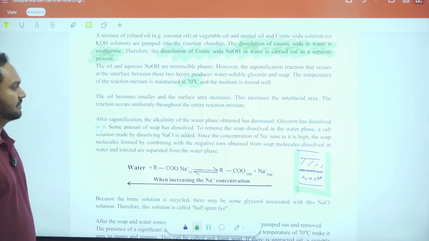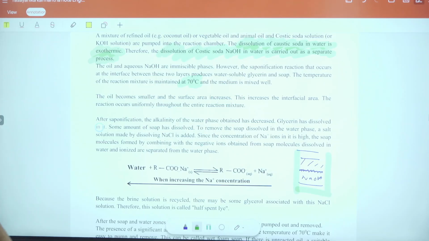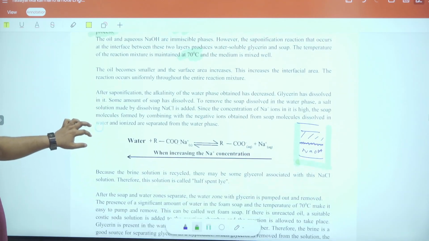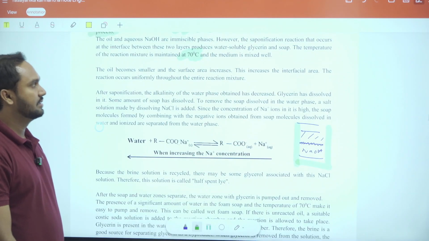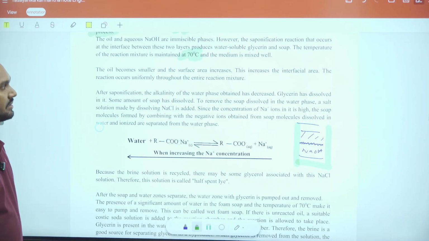Temperature 70 degrees must be maintained in the reaction chamber, right? The oil becomes smaller and the surface area increases. With the increase in the surface area, the reaction occurs uniformly throughout the entire mixture, right?